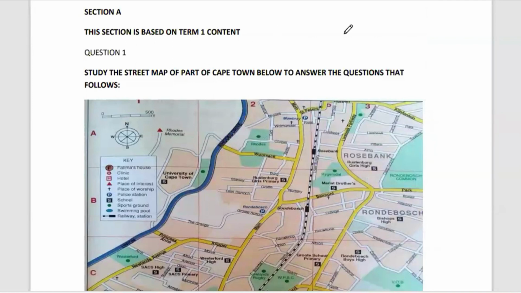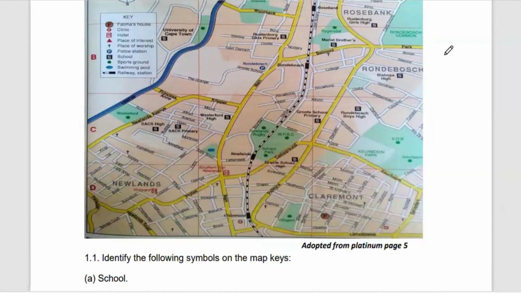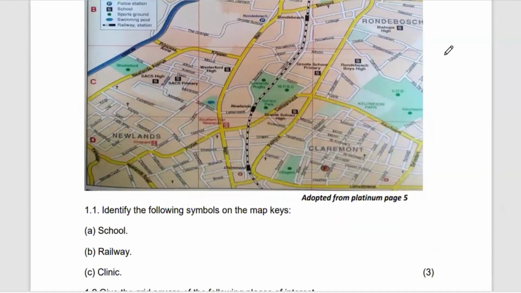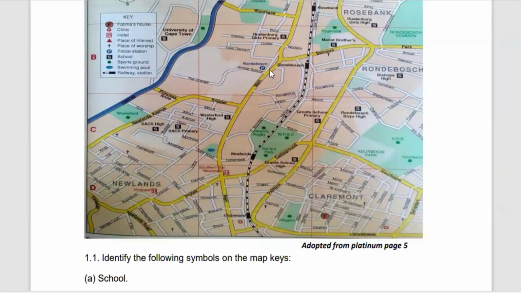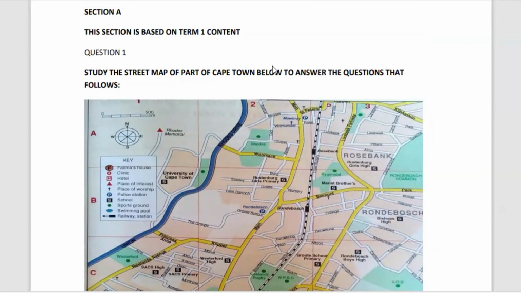Question 1, study the street map of part 1 of Cape Town below to answer the questions that follow. Question 1.1, identify the following symbols on the map scales. Remember, this is map scales.